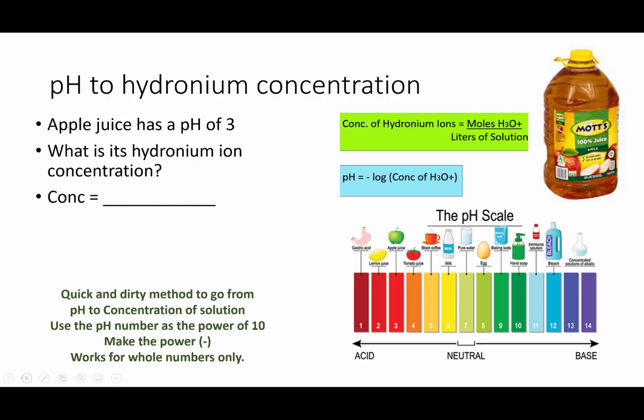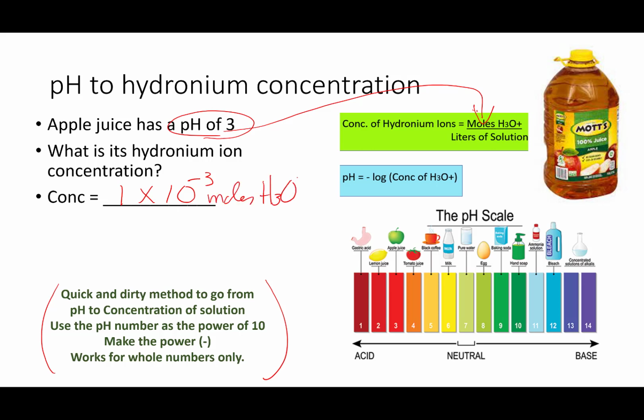Let's go in the other direction. Let's say apple juice has a pH of 3. What's the hydronium ion concentration? Now, this is the quick and dirty method. Remember, we're going to do real math next week. But quick and dirty method says use that pH as the power of 10 number for this. So the concentration is 1 times 10 to the negative 3 moles of hydronium ions per 1 liter of solution. So if that's the pH, that's the concentration of the solution.